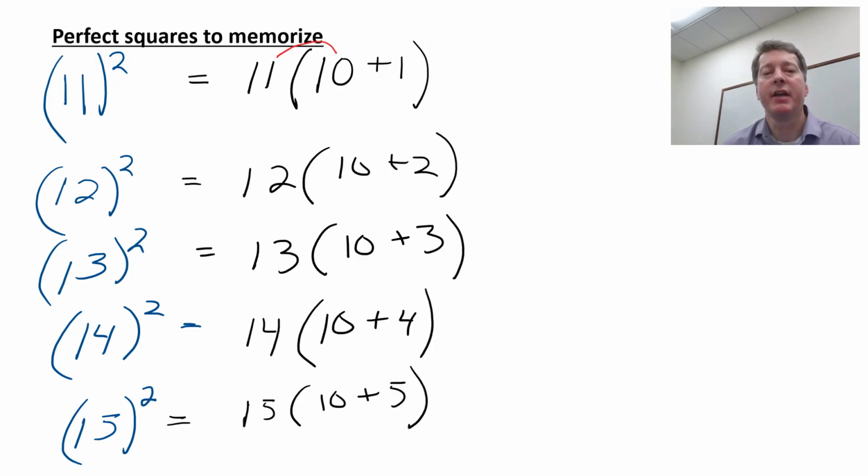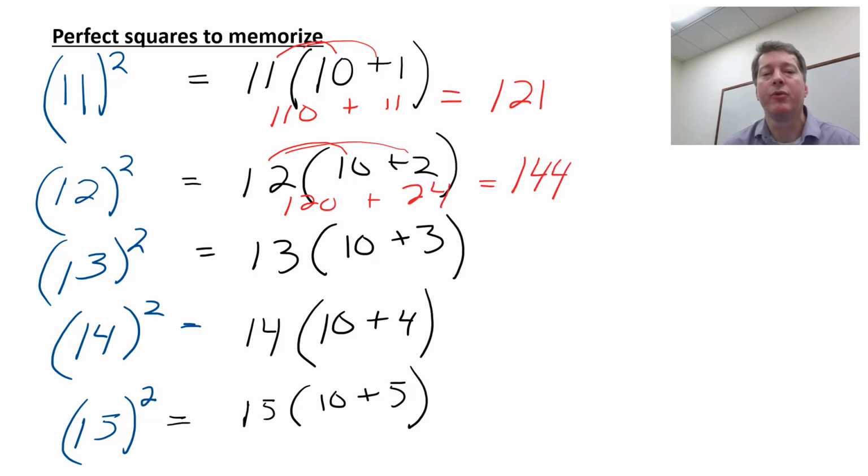So 11 times 10 is 110. We're distributing, right? Plus 11 times 1 is 11. So 121. 11 squared is 121. Really good to memorize that. 12 squared. Well, 12 times 10 is 120, plus 12 times 2 is 24. So 144. 12 squared is 144. 13 squared. 13 times 10 is 130, plus 13 times 3, 39. So 13 squared, 169.